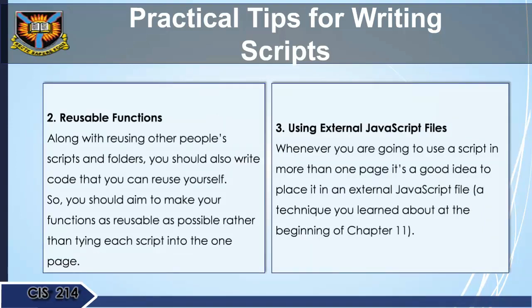2. Reusable functions. Along with reusing other people's scripts and files, you should also write code that you can reuse yourself. So, you should aim to make your functions as reusable as possible rather than tying each script into the one page. 3. Using external JavaScript files. Whenever you are going to use a script in more than one page, it's a good idea to place it in an external JavaScript file, a technique you learned about at the beginning of chapter 11.